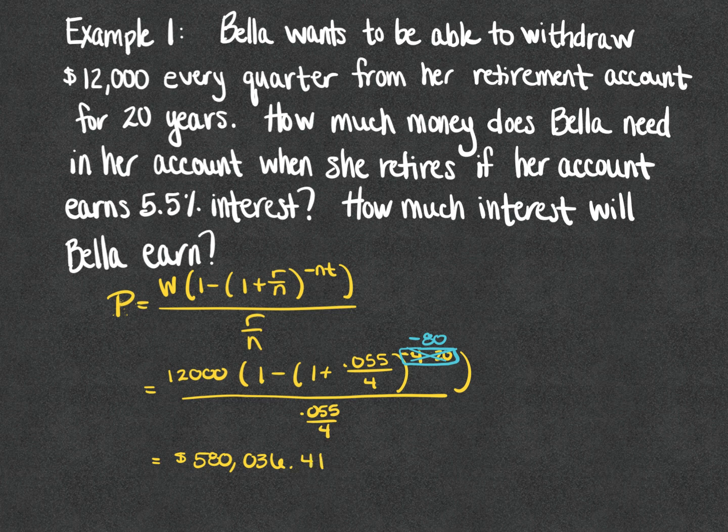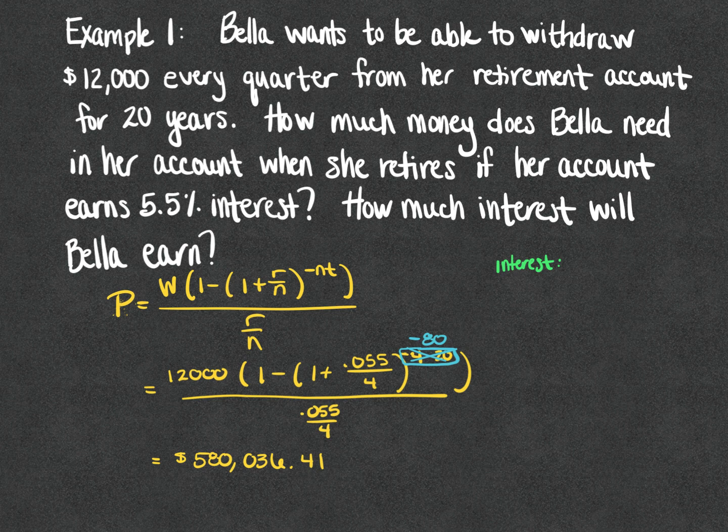Okay, now notice that that is not simply 12,000 times 4 withdrawals a year for 20 years. That is a different number. And that's actually what we're going to look at when it comes to how much of the money is interest. And this is the part that I know a lot of students will kind of forget about.